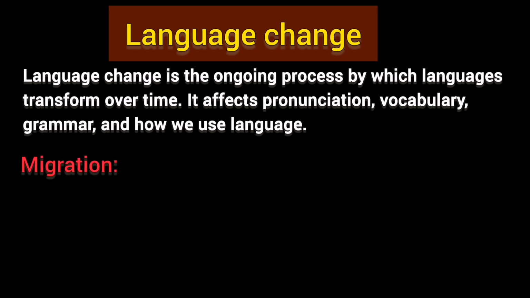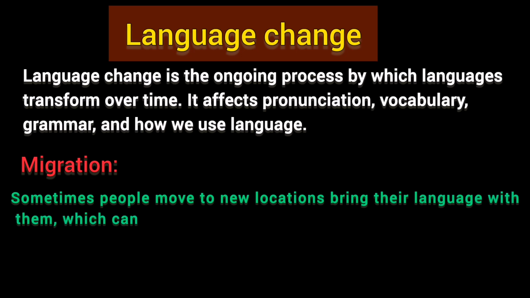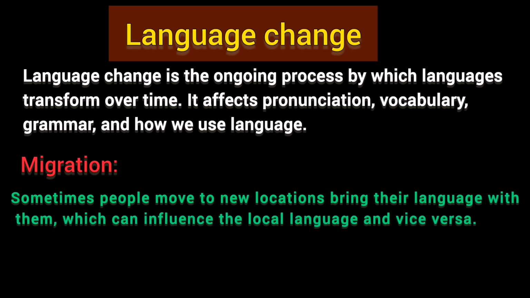Migration. This is another reason for language change. Basically, sometimes people move to new locations and bring their language with them, which can influence the local language and vice versa. Simply, you can say that migration can also be a source of language change. Actually, it is obvious that if one language comes into contact with another language, the dominant language influences the less dominant language. So in this way, with the passage of time, language change occurs.